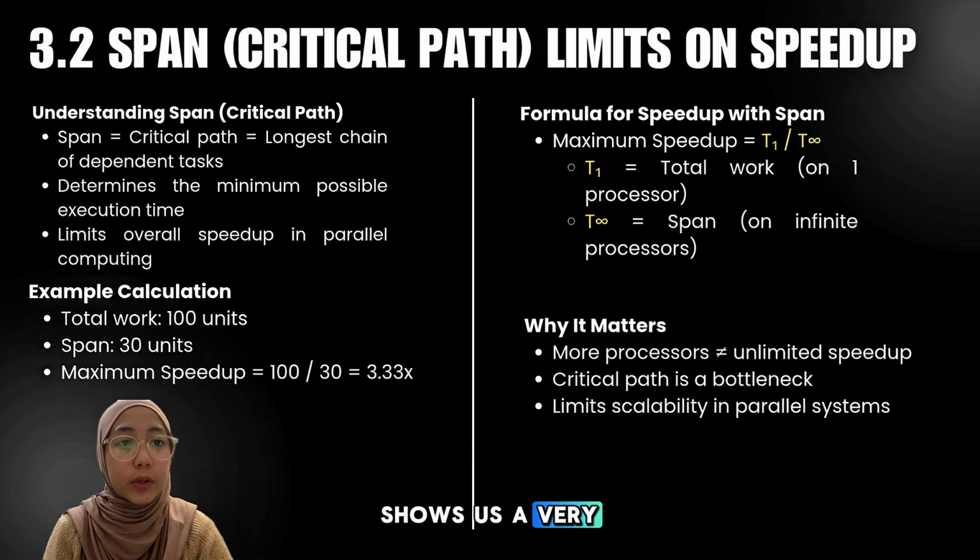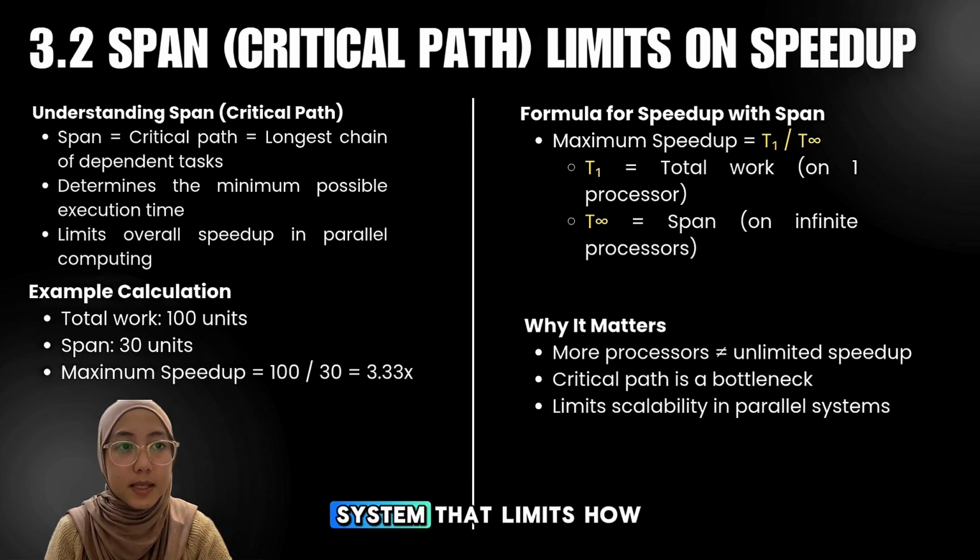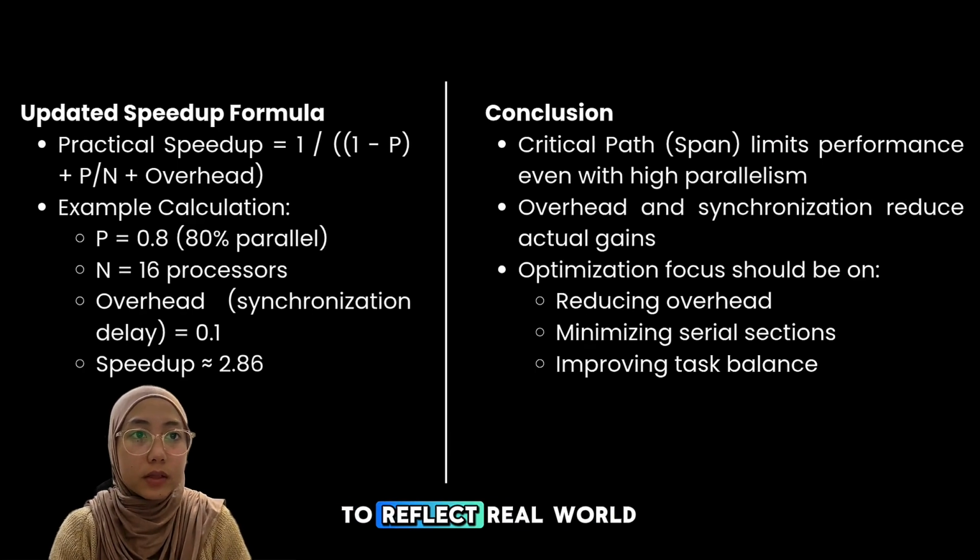This shows us a very important concept. Adding more processes does not always lead to higher performance. The critical path acts as a bottleneck, a part of the system that limits how much faster we can go. So, in designing a parallel algorithm, it is important to reduce the span as much as possible to improve scalability and performance. Let's look at the updated formula to reflect real-world conditions.